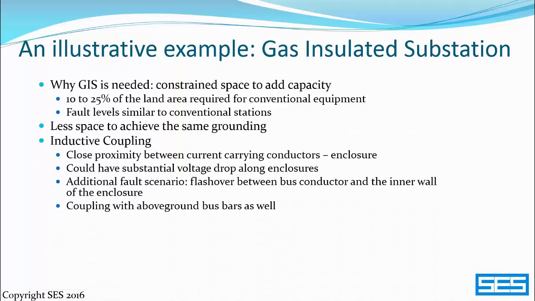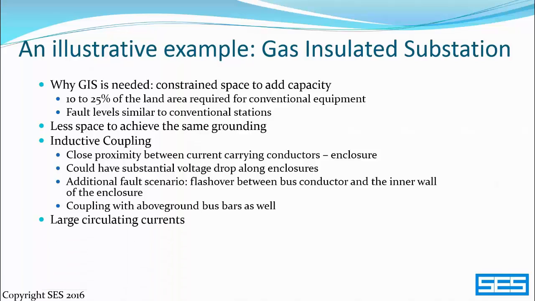Because the current-carrying phase conductors now have the GIS enclosures in very close proximity, induced currents can be substantial and lead to significant voltage drops along the enclosures. Of course, this could happen between the enclosures and the ground conductors as well. We therefore need to study an additional fault scenario in which there's a flashover between the bus conductor and the inner wall of the enclosure. The above-ground bus bars are parallel to ground conductors as well and can lead to inductive coupling with ground conductors when our grounding system is large.